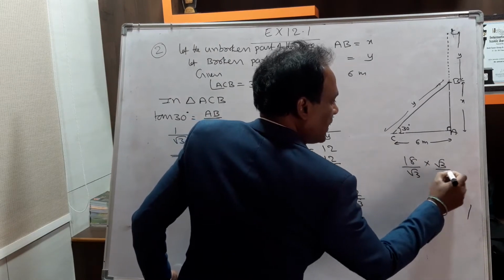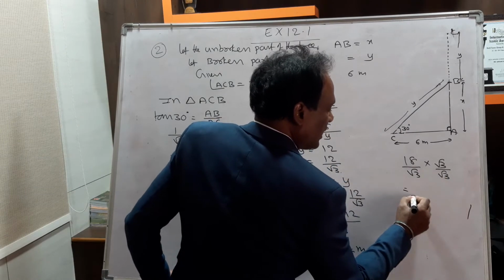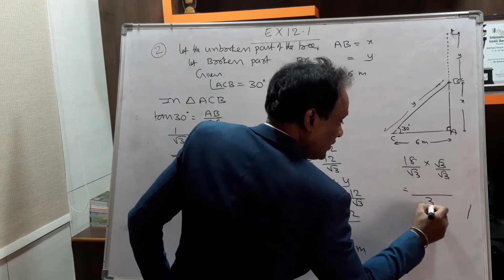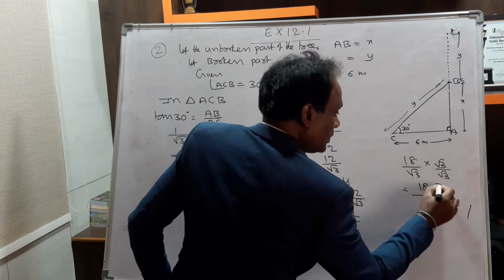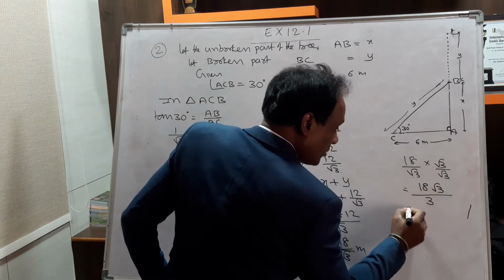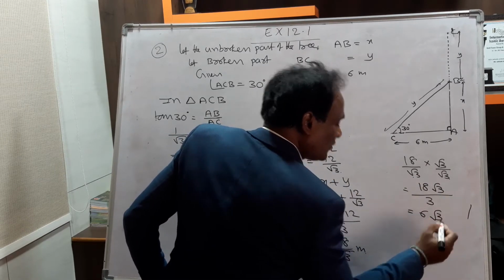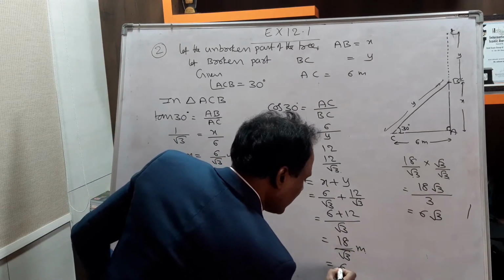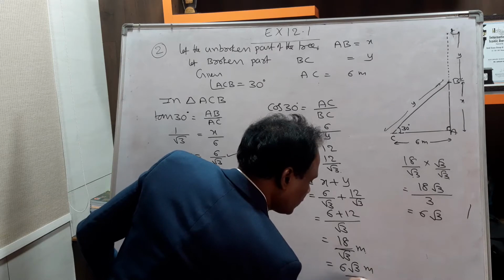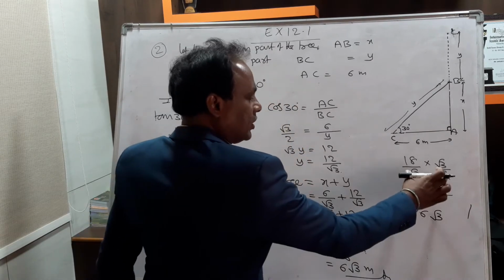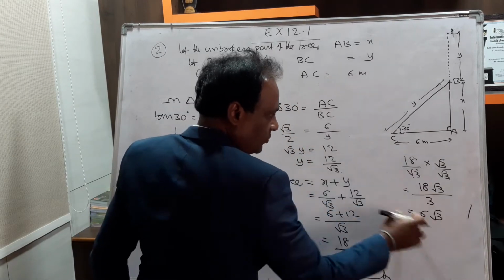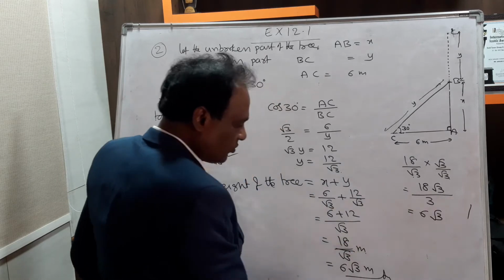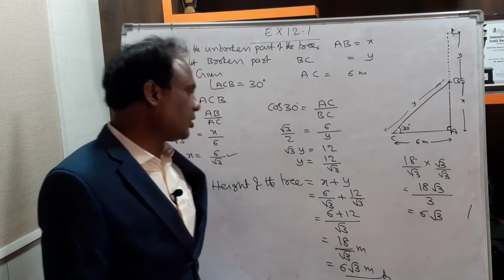Simplification means multiply and divide with root 3. This is called rationalizing. Root 3 into root 3 is 3. Numerator 18 into root 3. 3 goes into 18 six times. 6 root 3 is the simplified answer. This is also correct, or we can further simplify as 6 root 3 meters. You can write full steps here also. This is the answer, so note it down.